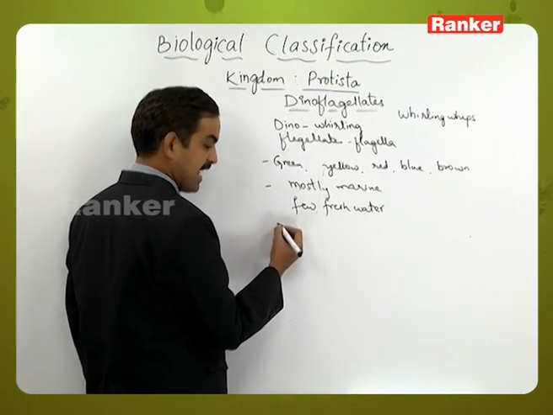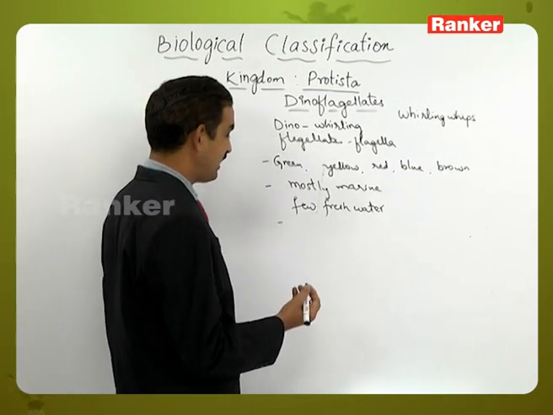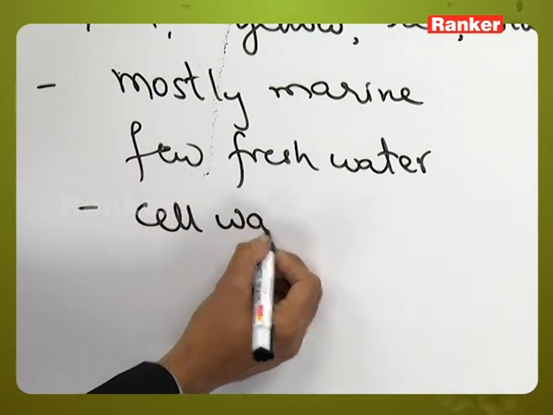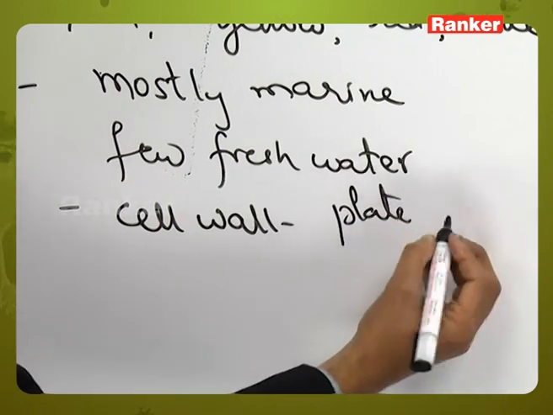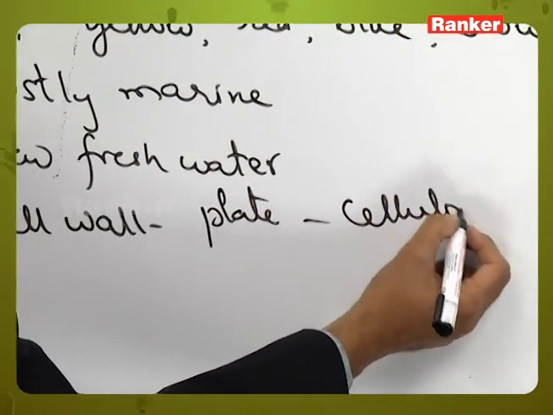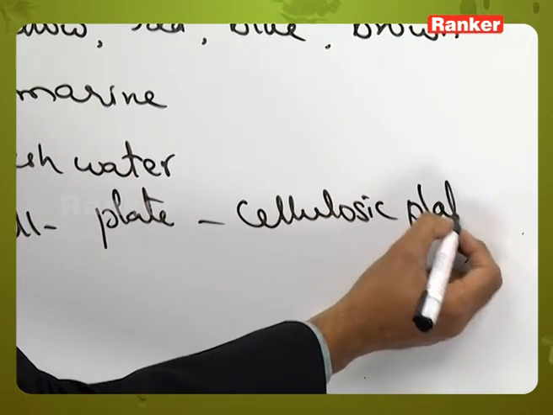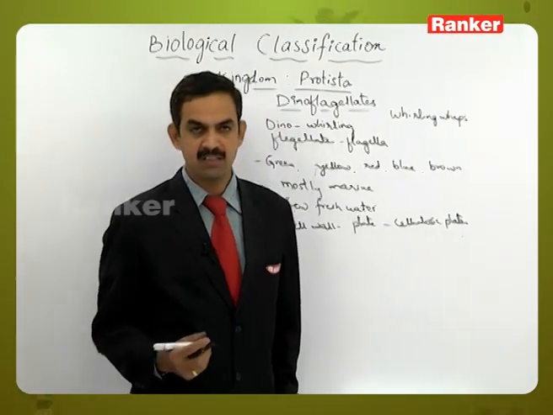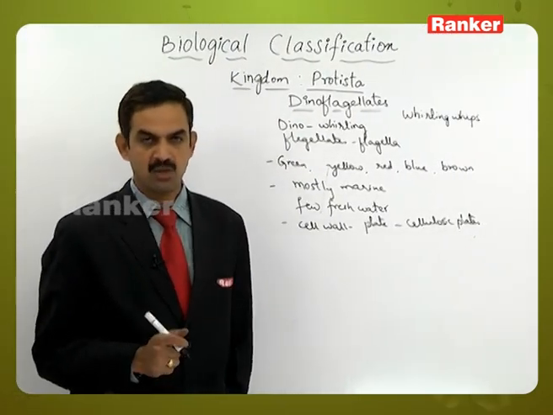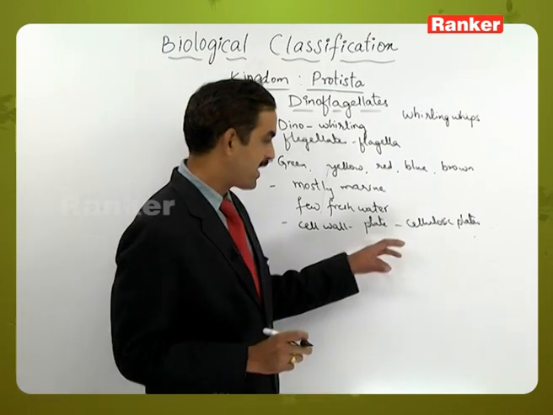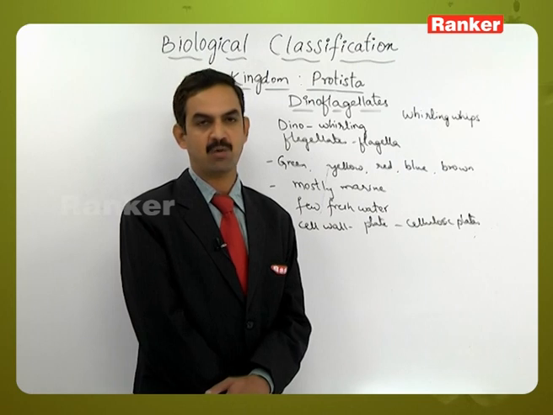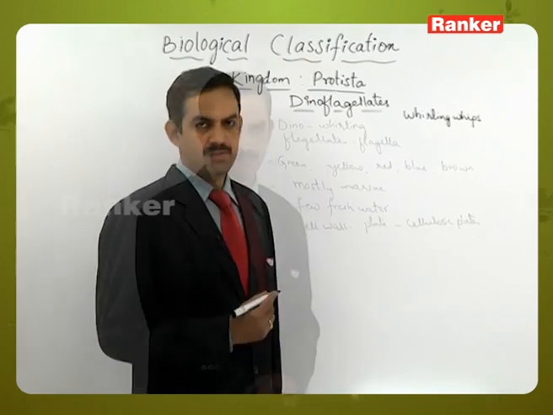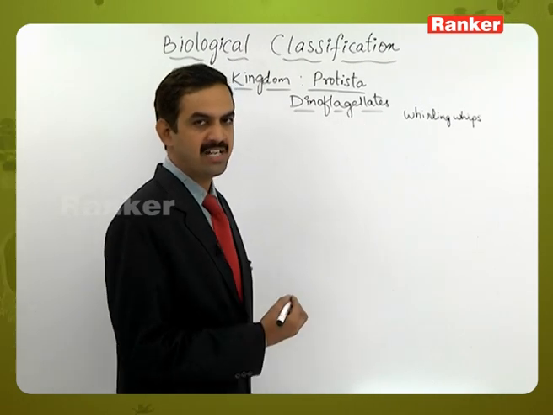Then these dinoflagellates have a cell wall which has a plate-like organization, or we can say that cellulosic plates are present covering the dinoflagellates. These cellulosic plates are arranged in such a manner that they acquire some specific shape also. So first one, the structure of dinoflagellates.